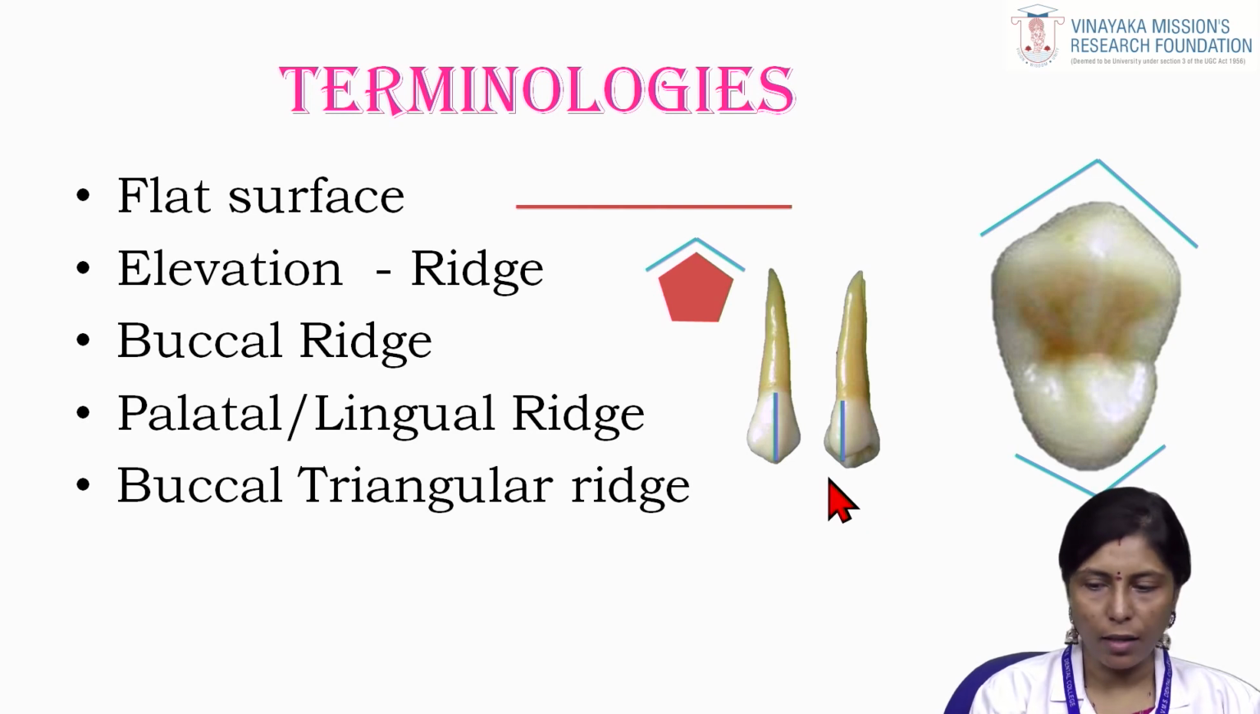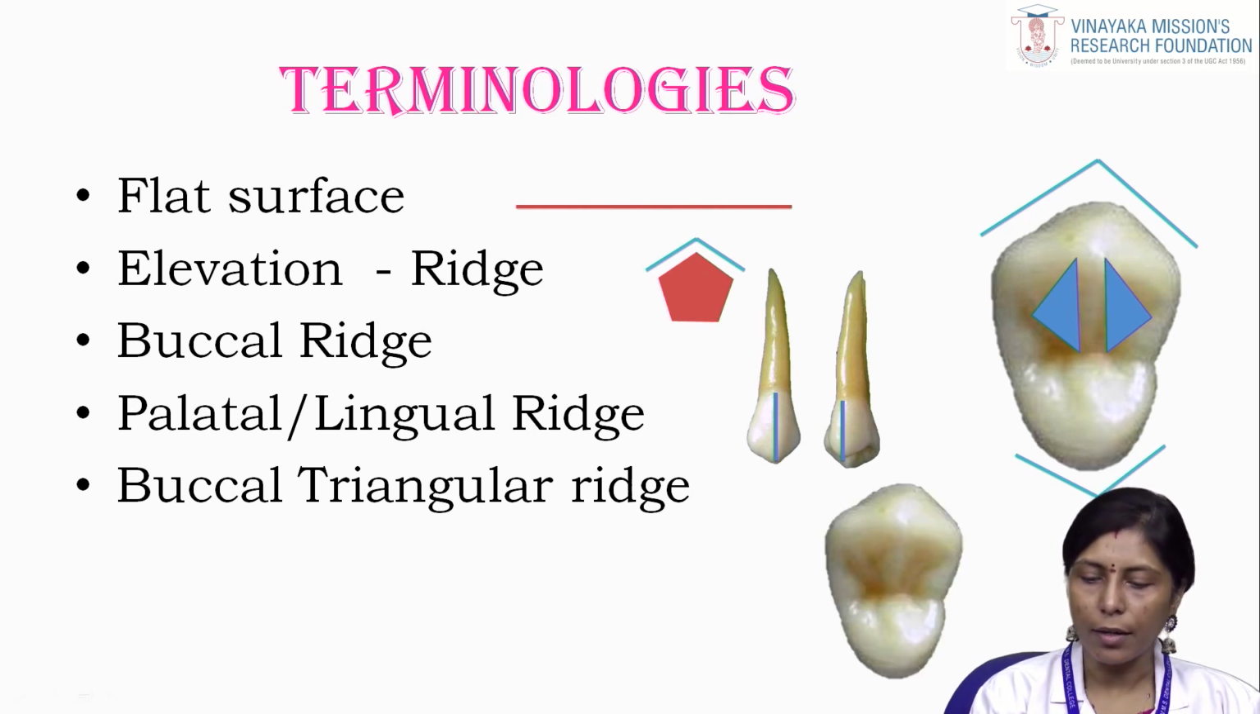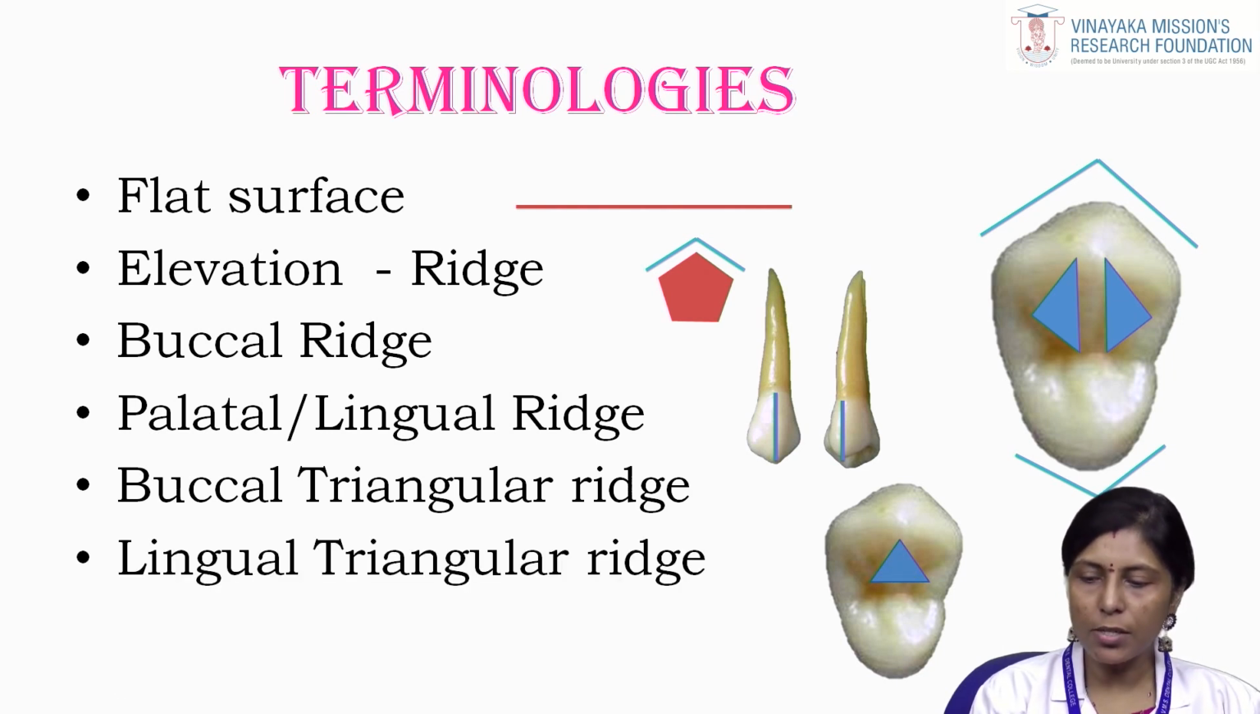A triangular ridge is nothing but you have the cuspal slopes, right? So this is the buccal cusp. So the mesial slope of the buccal cusp and the distal slope of the buccal cusp, you can appreciate it here. So that forms the triangular ridge. So this is the mesial slope of the buccal cusp. This is the distal slope of the buccal cusp. So this will form a triangular ridge on the occlusal aspect, which you call it as buccal triangular ridge. Same way, the mesial slope of the palatal cusp and distal slope of the palatal cusp will form the lingual triangular ridge.